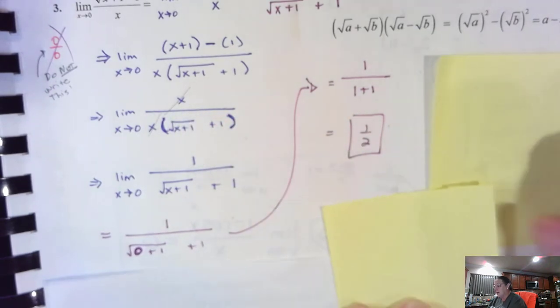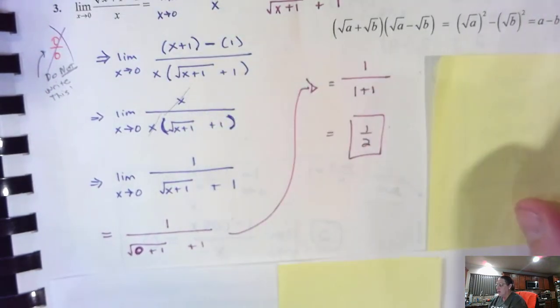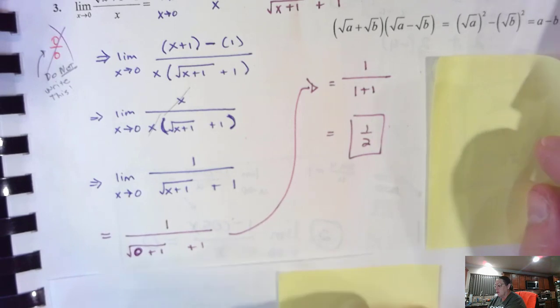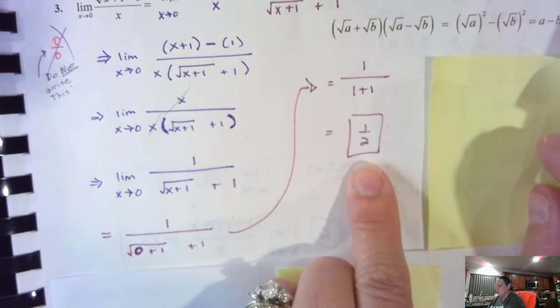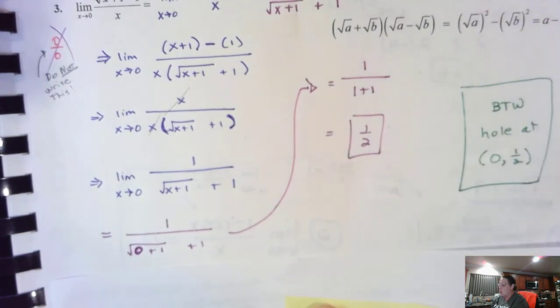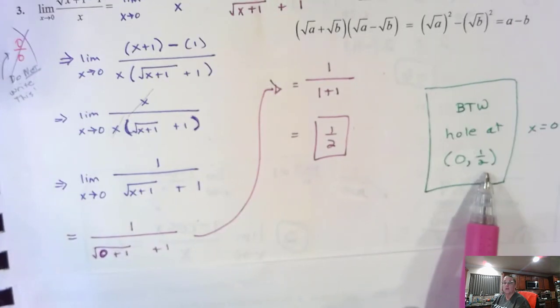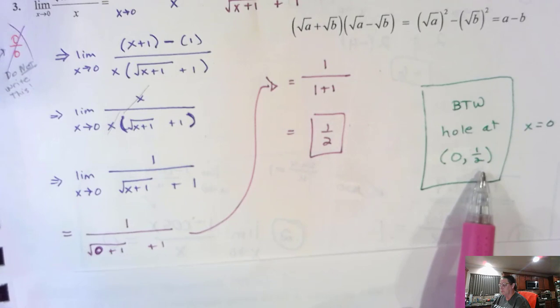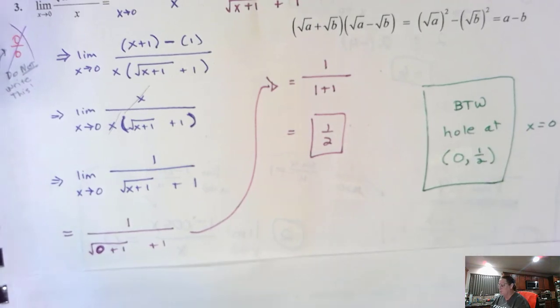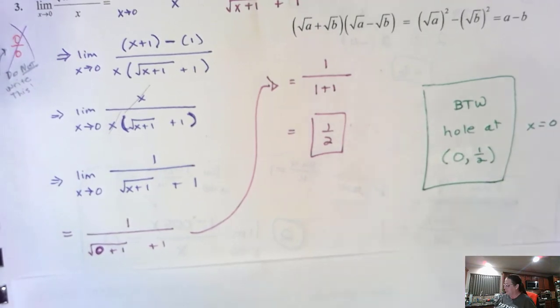But what it does say is, on this function, as x gets very close to 0, the y value gets very close to 1/2, and we have a hole at the point (0, 1/2), because that is where x is 0. Now, the remainder of this page we will talk about in class.